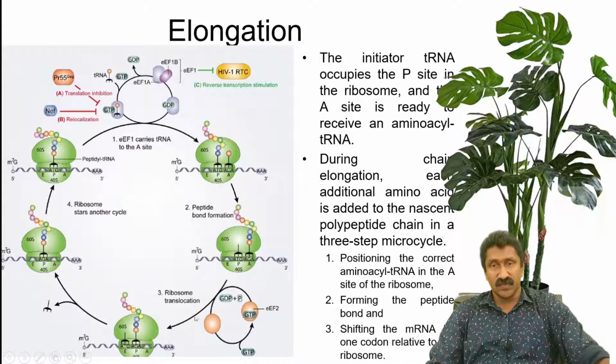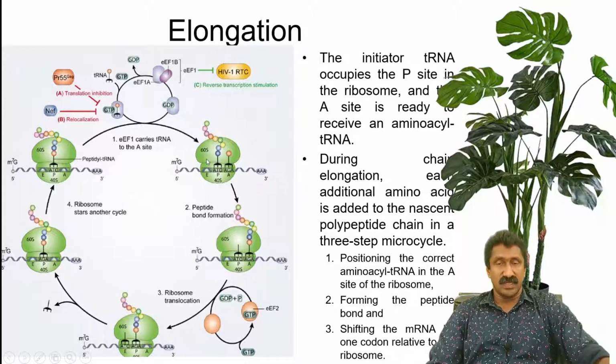So with the help of elongation factor 2, the translocation occurs, and the entire assembly will be moved from the A site to the P site, and the contents of the P site will be moved to the exit site if possible, and this cycle continues. So the ribosome starts another cycle.